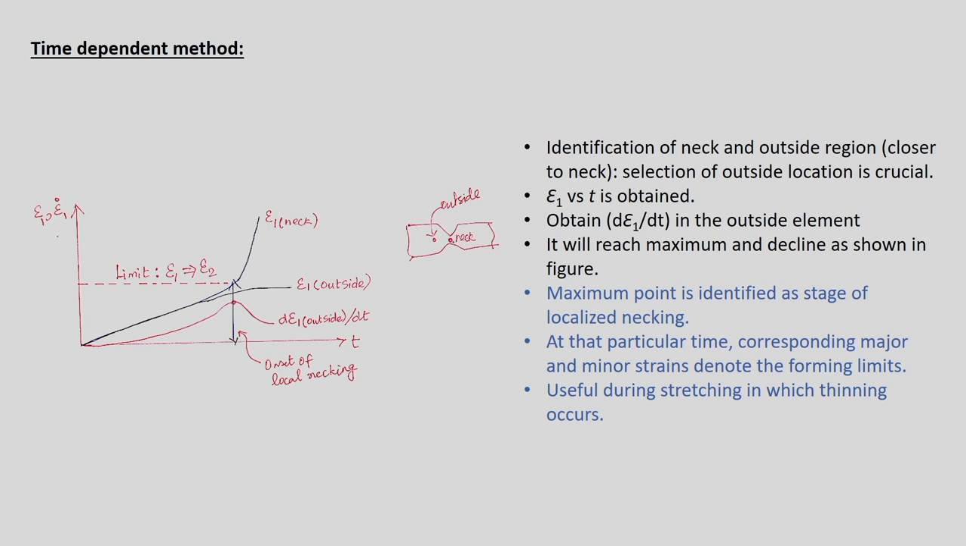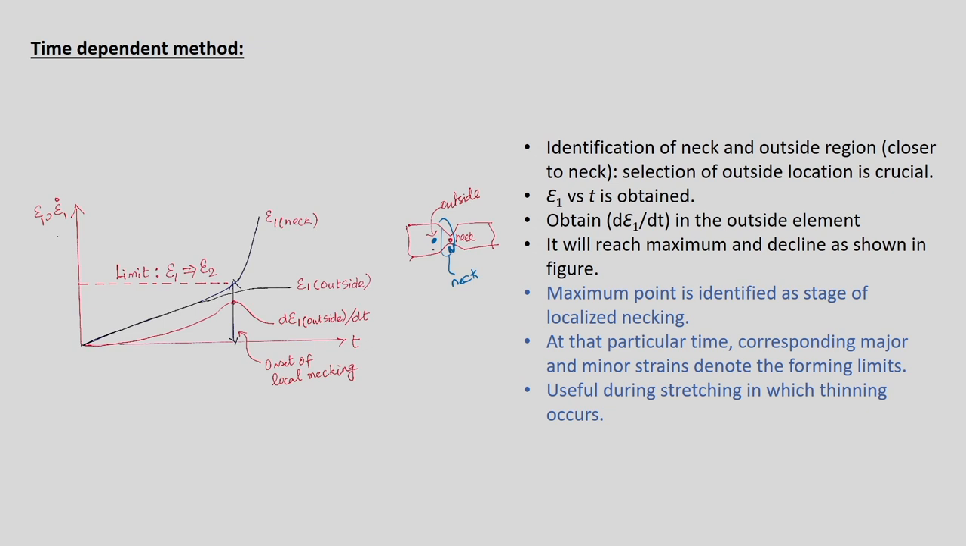One location is a neck zone, a neck region, which I have schematically drawn here. This is a neck portion. This entire constriction is called the neck. It may not look like this, but I am just showing a case. You have to choose one element or location where you can measure strain in the neck zone, and immediately in the vicinity of the neck zone or just outside it, you have to choose another location.